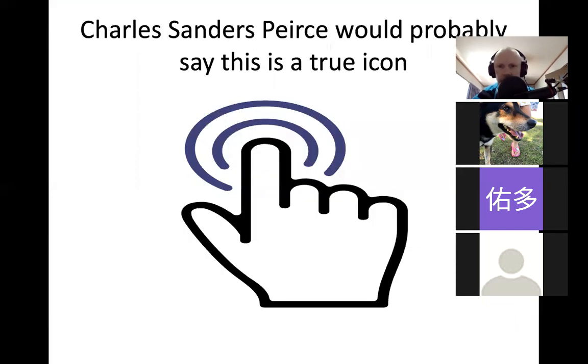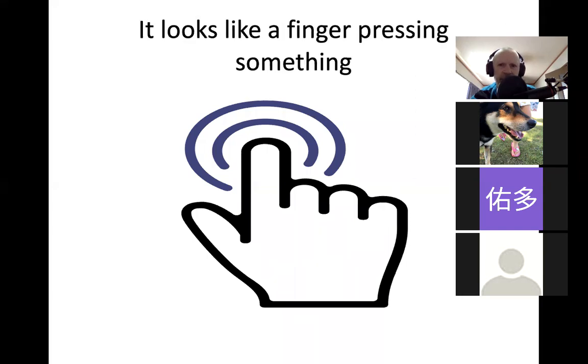Okay. So yes, Charles Sanders Peirce would probably say this is a true icon, because it looks like a hand pressing a button or pressing something. And I guess it means a hand pressing something, kind of. You could maybe argue about that, but it looks like a hand pressing something, and it means a hand pressing something. So it seems like it maybe is a true icon. We can go with that. It looks like a finger pressing something, and that's kind of what it means.